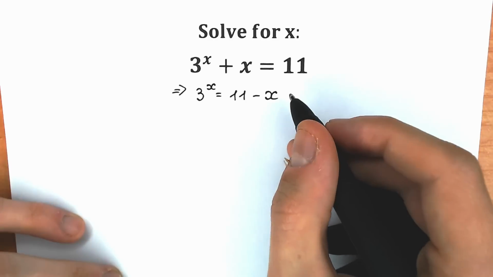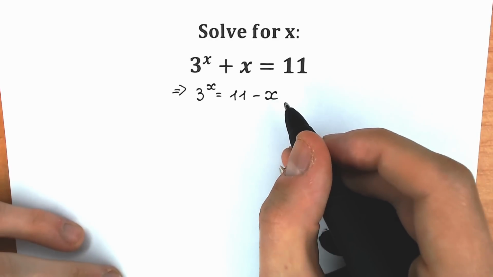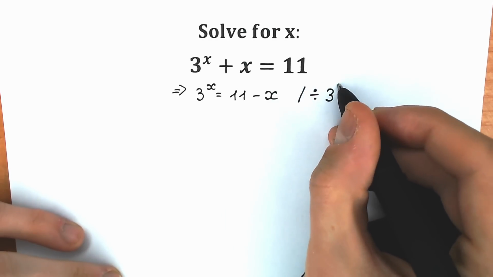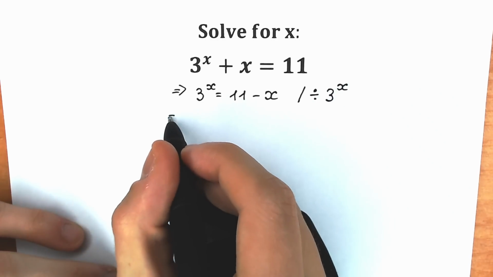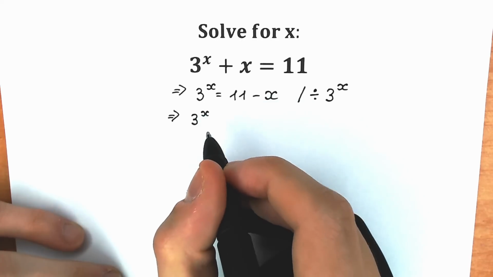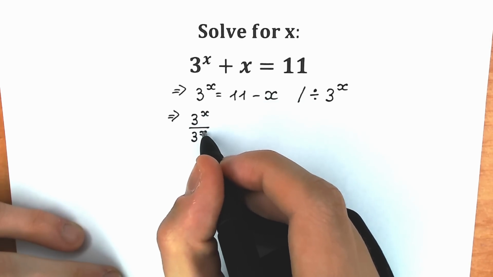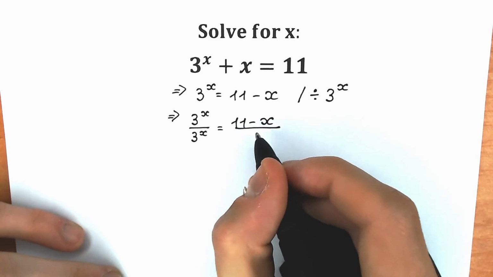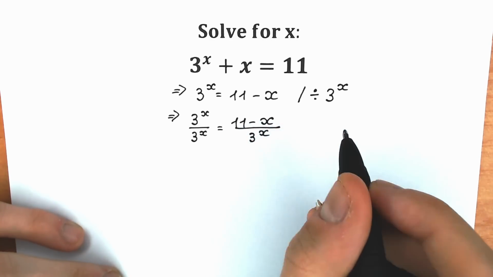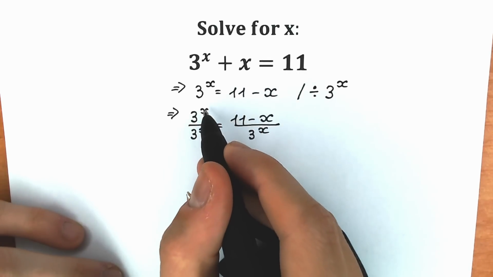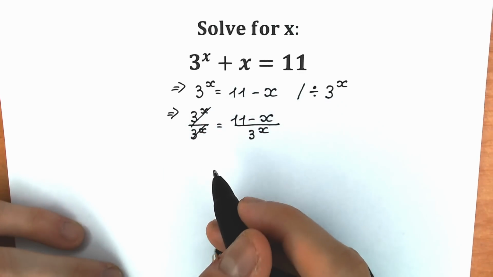Here's our first step. Right now, let's divide both sides by 3 to the power x. Let's do this right now. So as a result, what do we have? We have 3 to the power x divided by 3 to the power x, equal to 11 minus x divided by 3 to the power x. Right here on the left side, this is obviously equal to 1 because we have the same numerator and denominator, so we can easily cancel this.